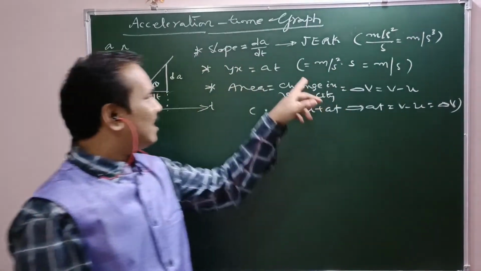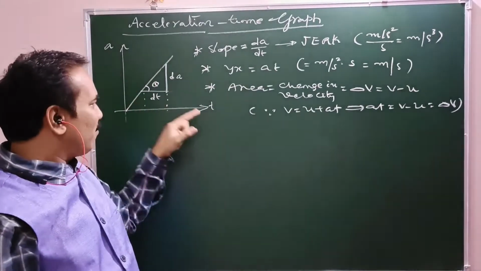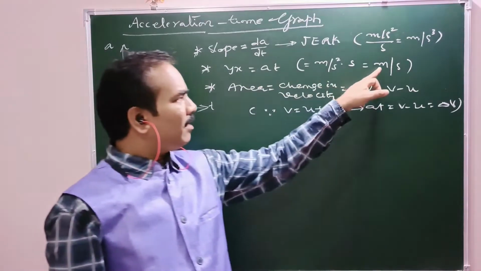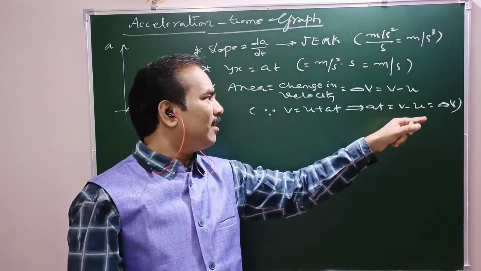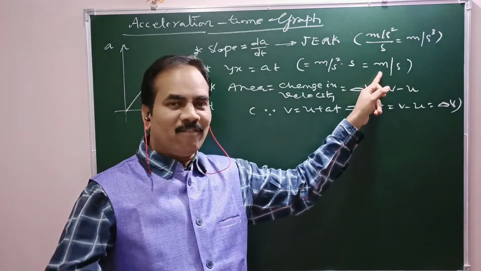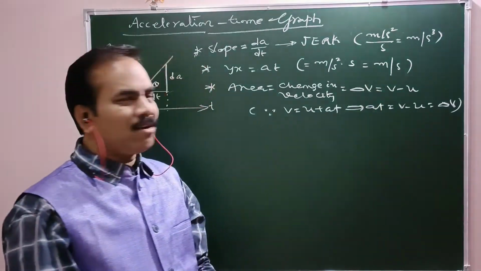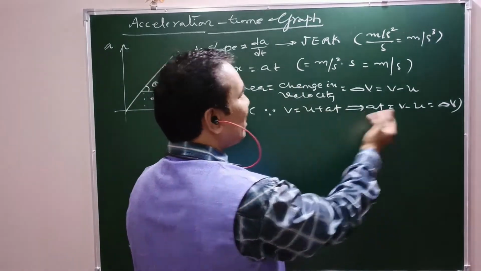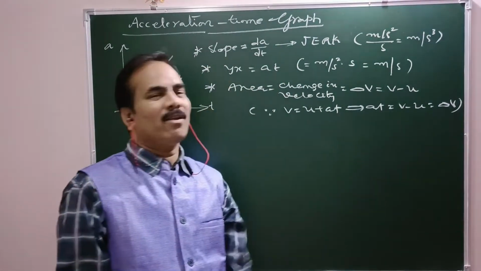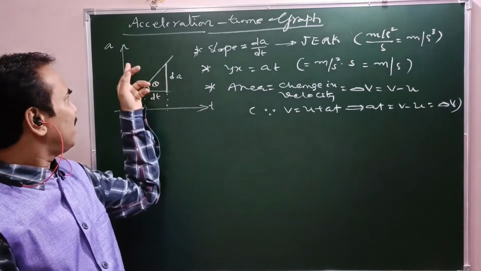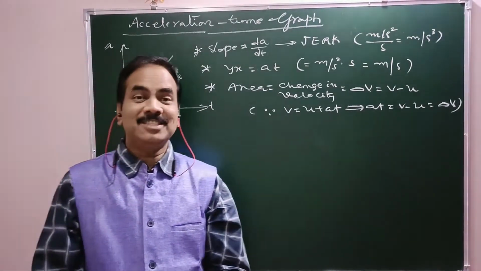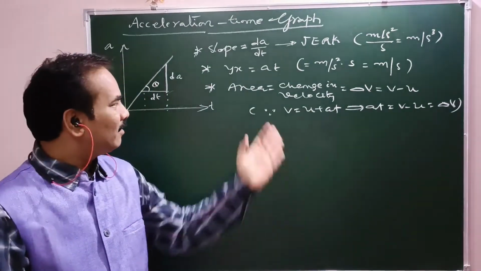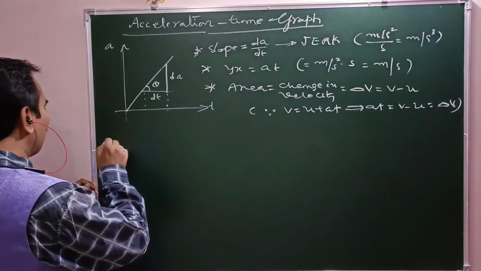See the product here, y coordinate multiplied by x coordinate, that is a into t, representing one quantity having unit meter per second. In fact, that is the unit of velocity, but strictly speaking it is not velocity, it is change in velocity. Why? Because v equals u plus at, so at equals v minus u, which means change in velocity. So the area of the a-t curve means the change in velocity. It is not velocity, it is change in velocity. Now, let us see one example.